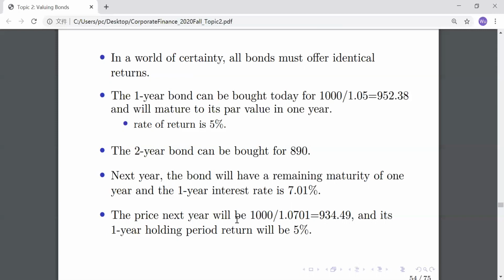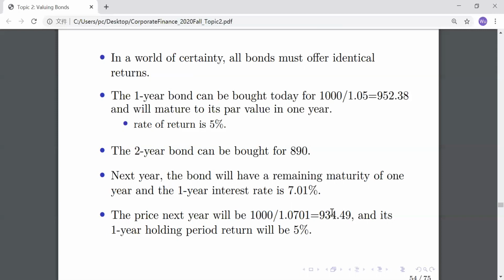So the price next year, how is it determined? It is determined by the remaining cash flows. At the end of maturity, that'll be $1,000, and this is all zero, so there's no coupon payment. So 1,000 divided by 1 plus the short rate. So the price will be 934.